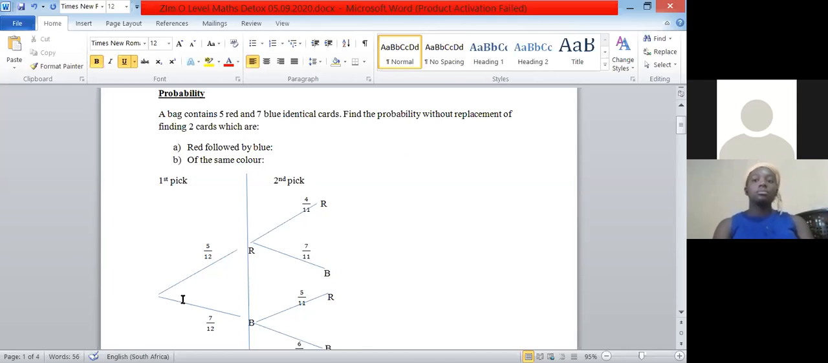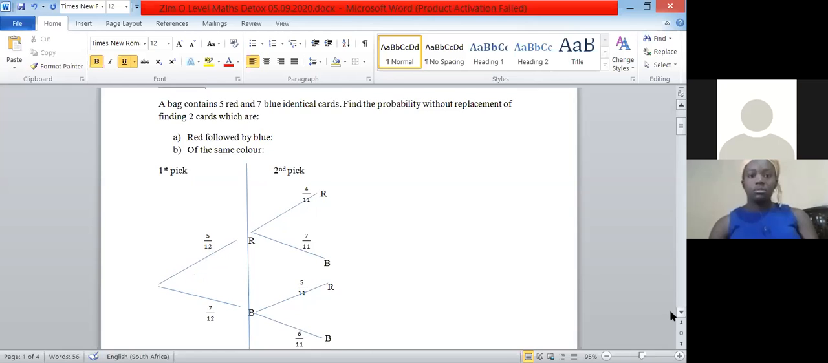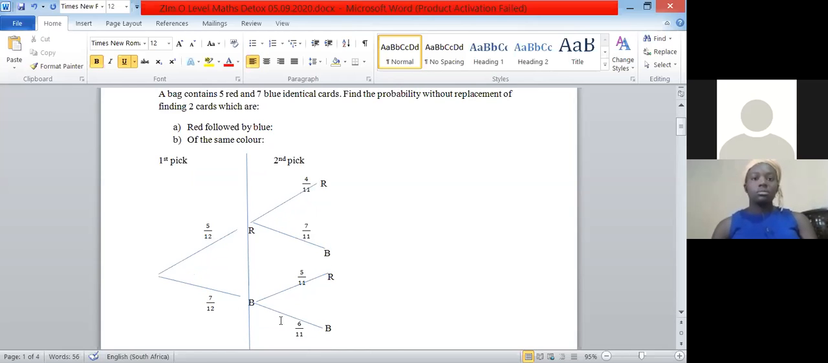The same case, assuming we picked a blue in the first pick. In the second pick, the number of red cards will not change, they will remain 5. But the number of blue cards will change because there will now be 6. And the total will also change, it will now be 11.